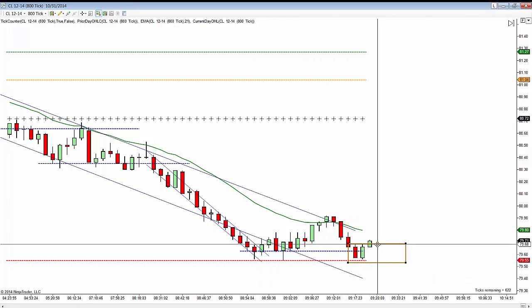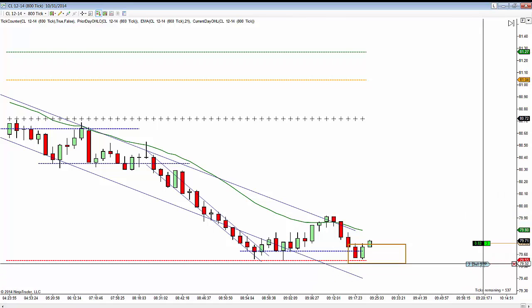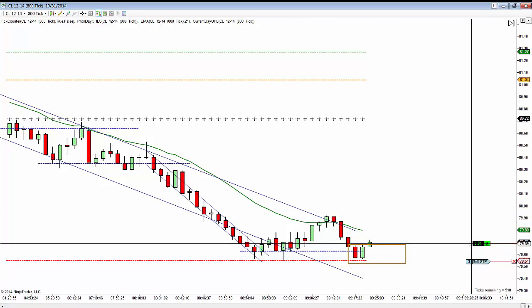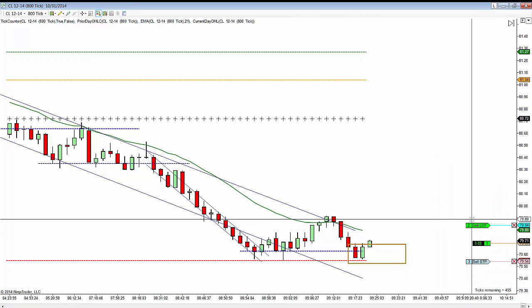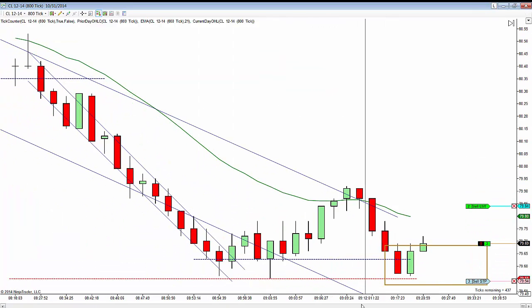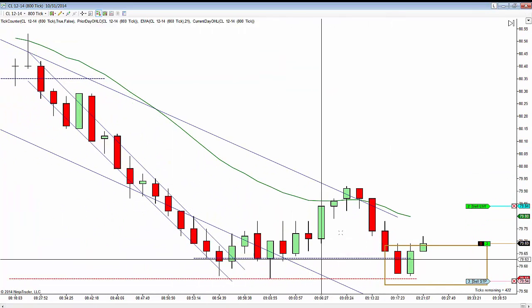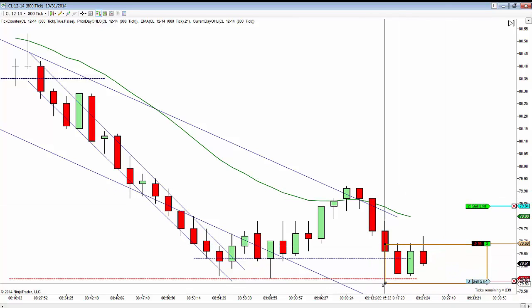Now, from this perspective, I'm thinking, okay, maybe this has developed into a long. This long is not a second entry long. This particular long, I limited in with my stop below the matching lows, so it's really like a long off the matching lows. In other words, I'm trading a tight trading range here.